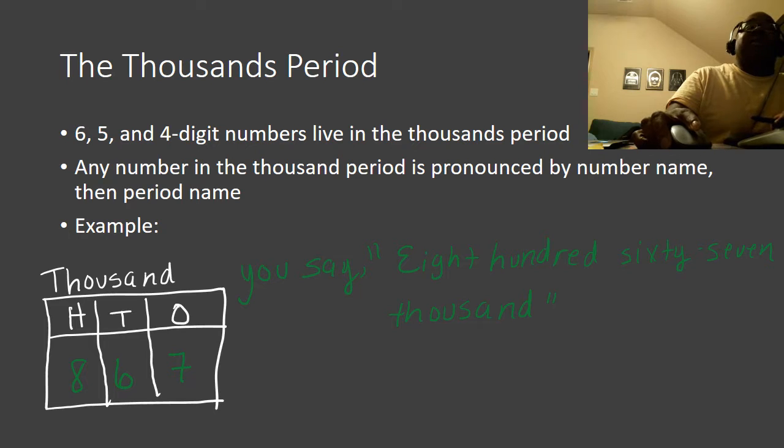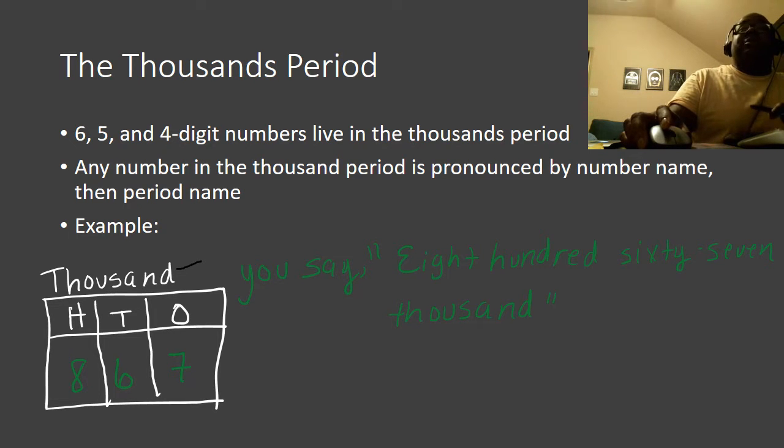Now, our next period is the thousands period. Here, we're looking at 6, 5, and 4-digit numbers. These are all housed or they all live in the thousands period. Any number in the thousands period is pronounced by number name, then the period name. So in our example, 867, you're going to say 867,000 because remember that that number is in the thousands period. Remember, you say the number name, then you say the period name.